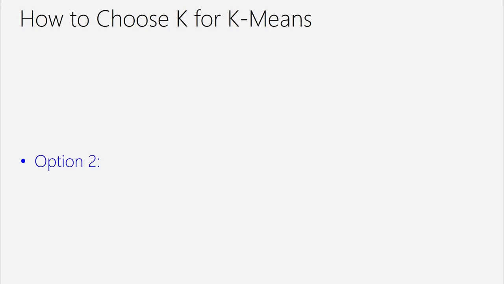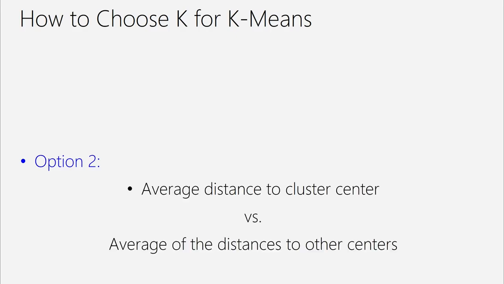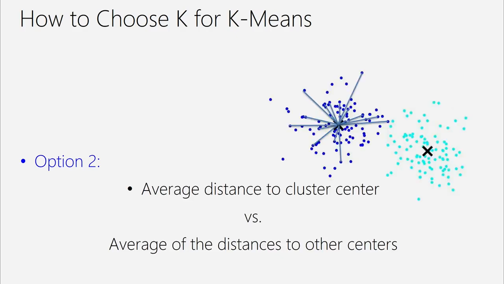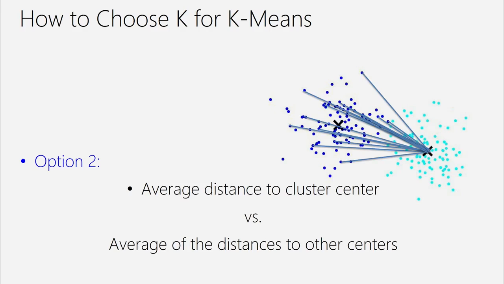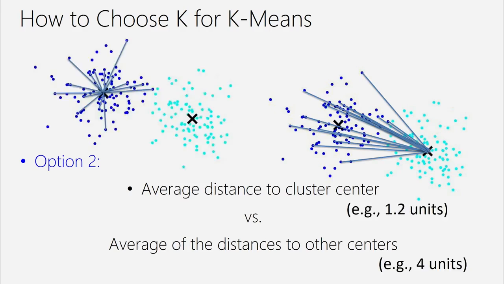Another option is to look at the ratio of the average distance to your assigned cluster center versus the average distance to the other centers. For the average distance to your assigned center, you just compute the distances to the assigned center, the closest one, and then you compare that to the average of the distances to the other centers. Now you kind of want these numbers to look very different from each other. Ideally, you want to have nice tight clusters that are far away from other clusters. So if the first one is small and the second one is large, that's good.